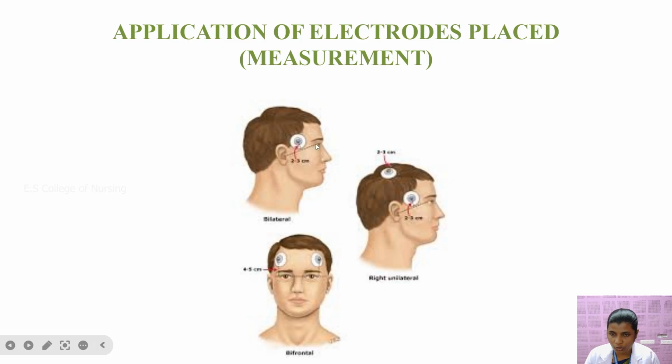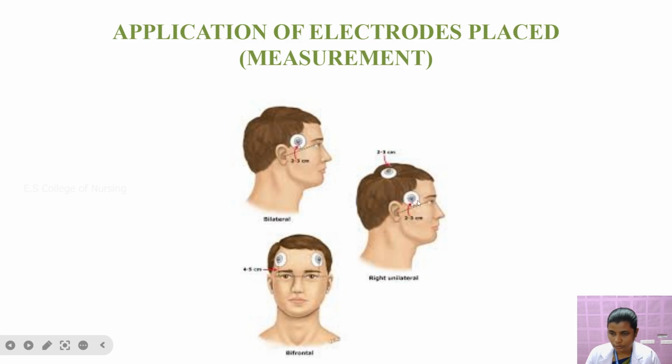Lateral side: we measure from the lateral canthus of the eye to the tragus of the ear. Above this line, 2.5 to 4 centimeters, we place the electrodes. When we place them on both sides with the same measurement, it is called bilateral, and unilaterally means one side, the non-dominant side.